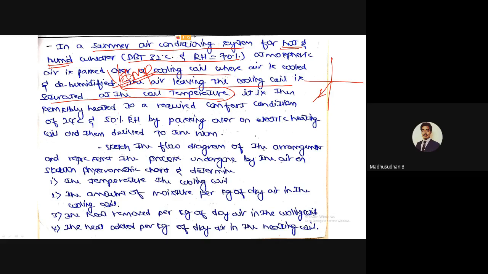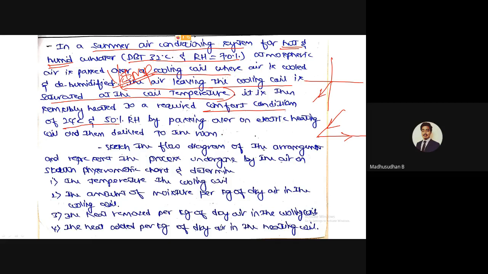It is then sensibly heated to a required comfort. So the initial process was cooling and dehumidification, and the second process is heating. So this is roughly how it looks on a psychrometric chart. The comfort condition he has given is 24 degrees Celsius and 50% RH. Now, passing through an electric heating coil, it is delivered to the room.